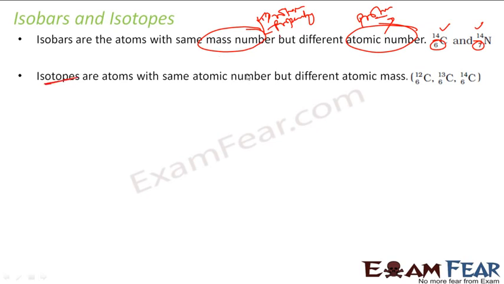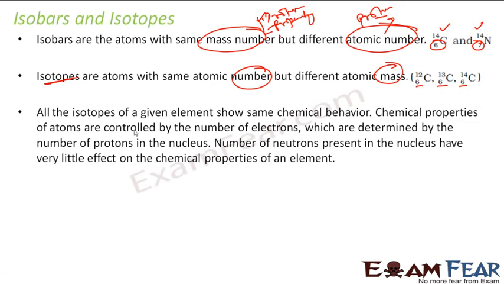Isotopes, on the other hand, are those which have same atomic number but different atomic mass. If you see, atomic number is same, proton is same, property is same. Simple. They'll have same properties. They'll have different atomic mass. If you see, all the isotopes, they have same chemical behavior. Why? Because the chemical behavior is controlled by number of electrons and protons. Since they are all neutral, they have same number of electrons and protons. The number of neutrons has very less impact on the chemical property of element.